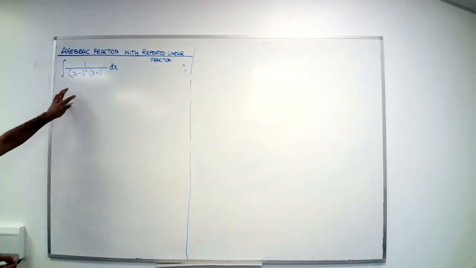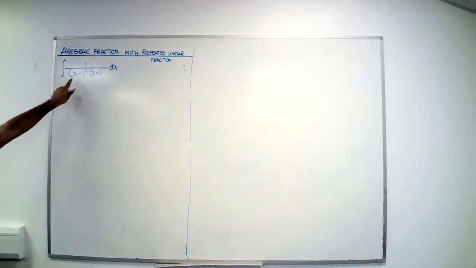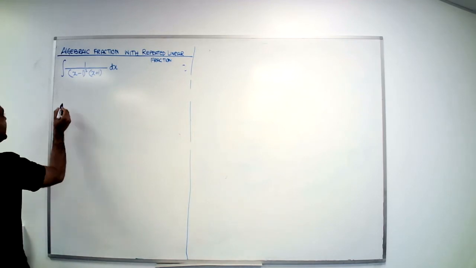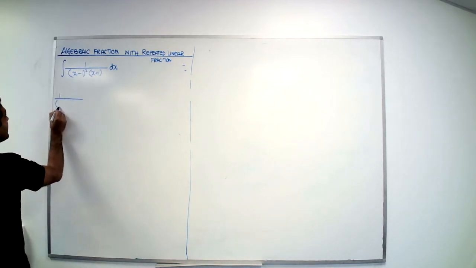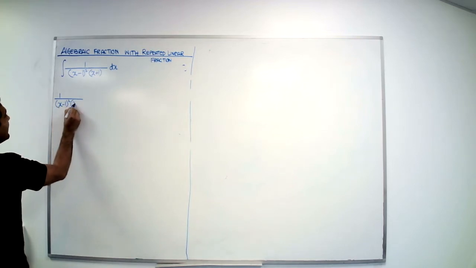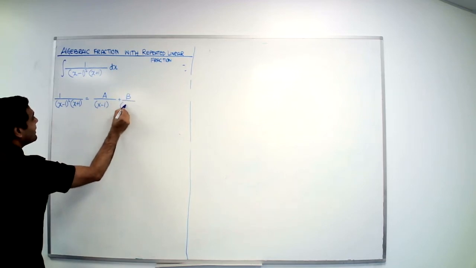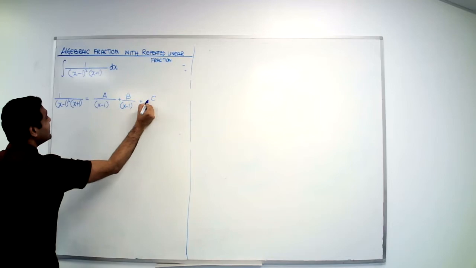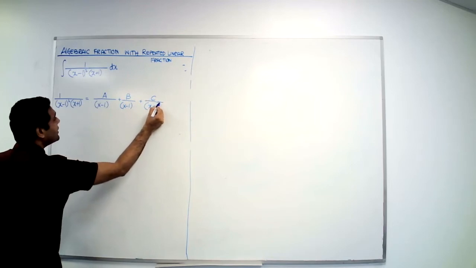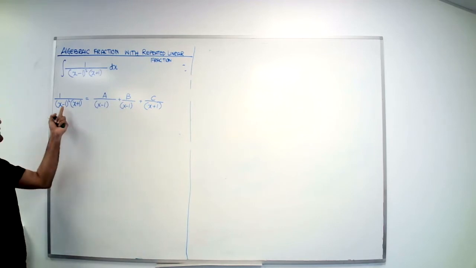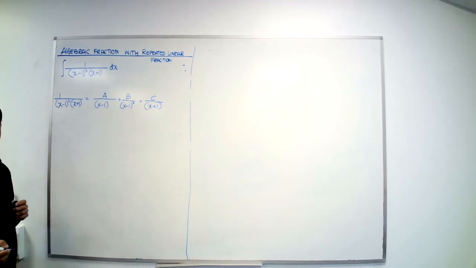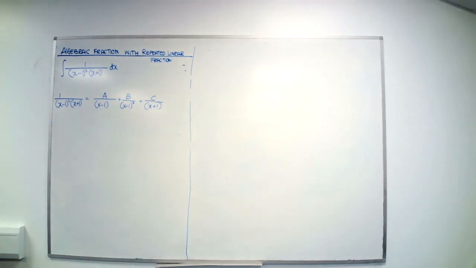This is the answer in one step. Okay. Now we have algebraic fractions with repeated linear factors. So that's x minus 1, then x minus 1, then x plus 1. When we convert that into partial fractions, it's A over x minus 1 plus B over x minus 1 plus C over x plus 1. Now, the second x minus 1 we take as x minus 1 squared. This is an important bit to know.